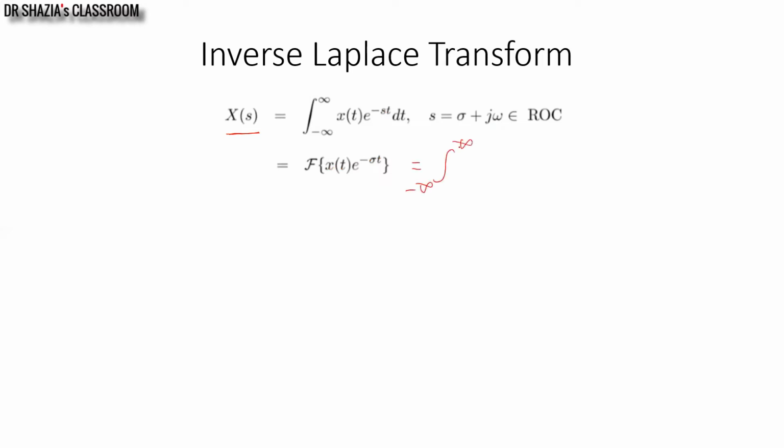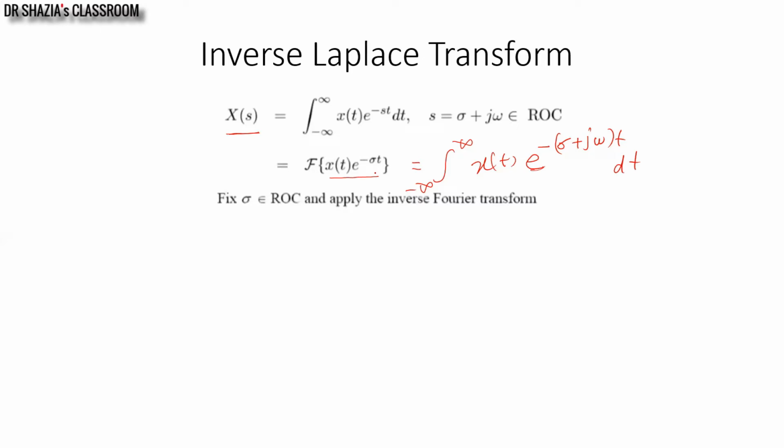Rewriting it, the integration from minus infinity to infinity of x of t e to the power minus of sigma plus j omega into t dt can be broken up into x of t e to the power minus sigma t dt into e to the power minus j omega t, which is the same as applying the Fourier transform to the signal x of t e to the power minus sigma t. So you can say that the Laplace transform is a generalization of the Fourier transform.